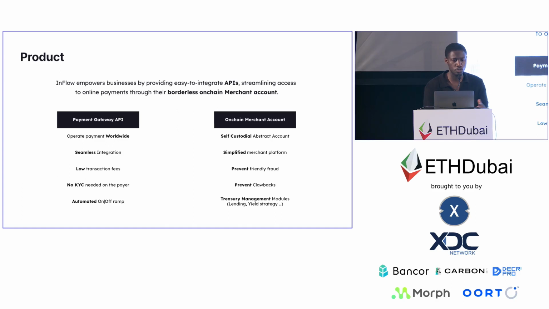So if a business just wants to have cross-border payments, he can directly off-ramp the money into his local bank account. And you have the fully on-chain merchant account that is fully self-custodial thanks to account abstraction, with a simplified merchant platform. So again, no change on the merchant side, and it can prevent friendly fraud and clawbacks, and even in the future we can provide a treasury management module, because now you have a wallet as a business that can be connected directly to all of the Web3 ecosystem. So you can have lending, borrowing, and yield strategies as a merchant.